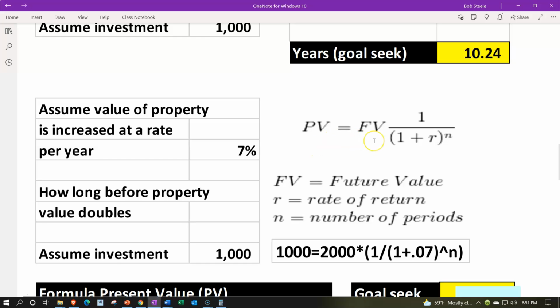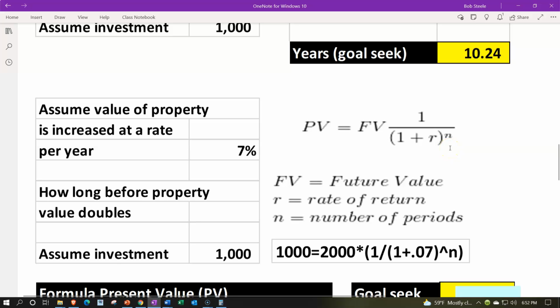Present value equals the future value times, or you could say future value over, as the numerator, 1 plus r to the n. The rate, r, is going to be 7%, and n would be the number of periods, as we can see down here: future value, rate, number of periods. Now, if we were to do this algebraically, what we're really looking for in our data is the number of periods, which in this case is n.